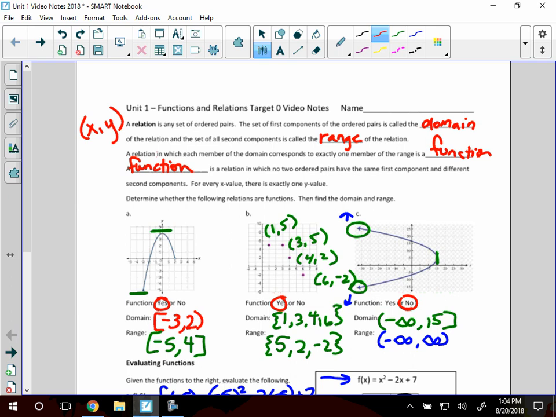So that's the end of Target Zero notes. Hope that was a good review from algebra.